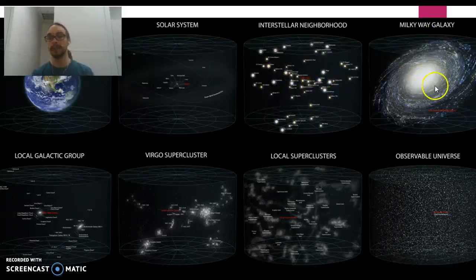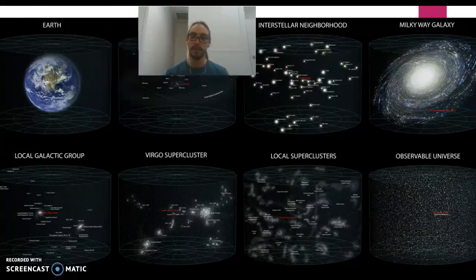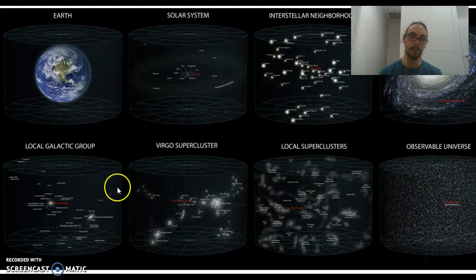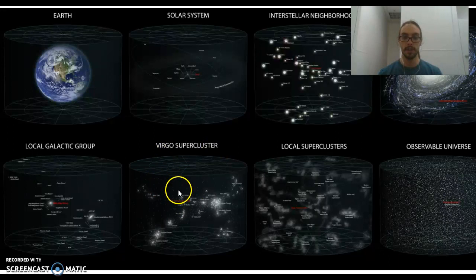Here's the Milky Way galaxy, which is full of interstellar neighborhoods. So each one of these little dots is an interstellar neighborhood. Here's our local galactic group, which is a bunch, just imagine more Milky Way galaxies. Here's ours. Here's Andromeda. We're on a collision course with that one. There's a bunch of other little galaxies right in there. Here's the Virgo supercluster, which is just a bunch of local galaxies and other galaxies put together.